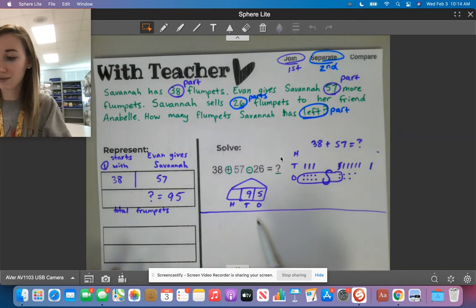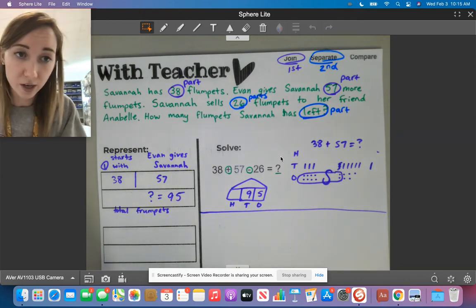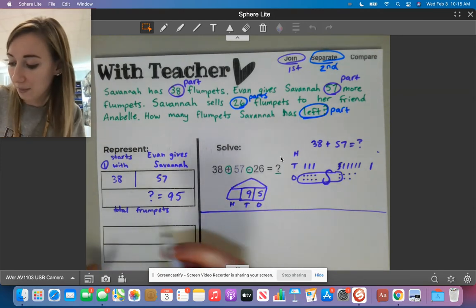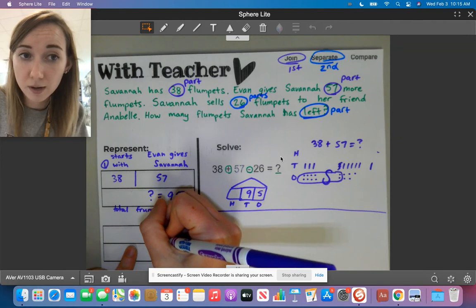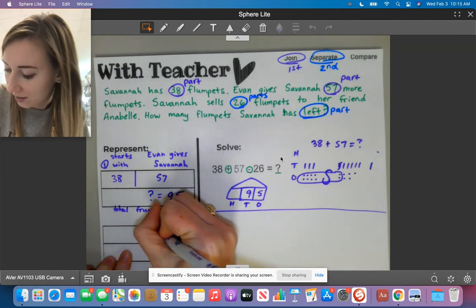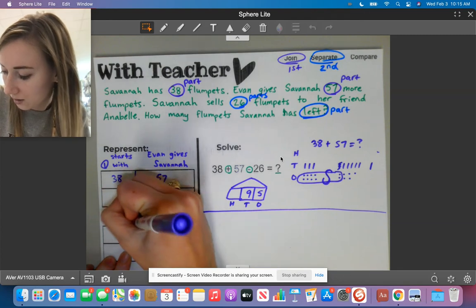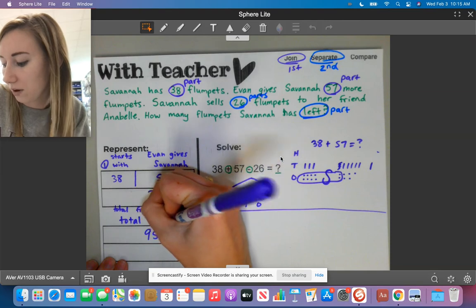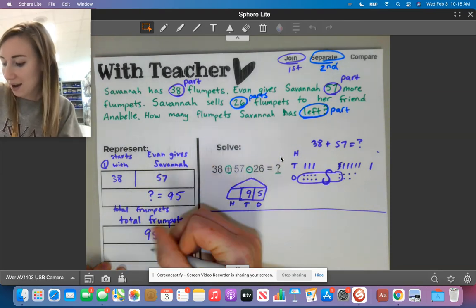So we have 95 together now because Evan gave her some. But now, here's what you guys are going to do. You're going to take the rest of this information, and I will set up the whole for you. We do know the whole now, don't we? We have the whole, which is 95. That's total frumpets. And see, I mixed it up. I put my whole on top this time, which is fine. Frumpets.